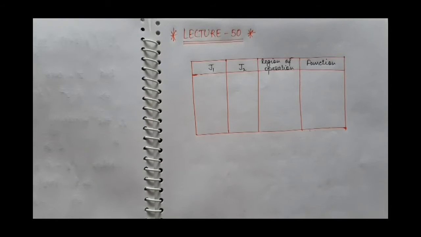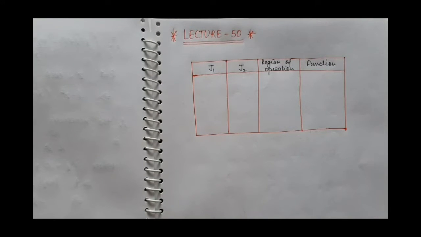Good morning, students. In this 50th lecture of electronics, we will discuss the working or operation of the transistor in active mode. That means when the first junction, the emitter base junction J1, is forward biased, and the second junction, J2, the collector base junction, is reverse biased, in the case of an NPN transistor as well as a PNP transistor.